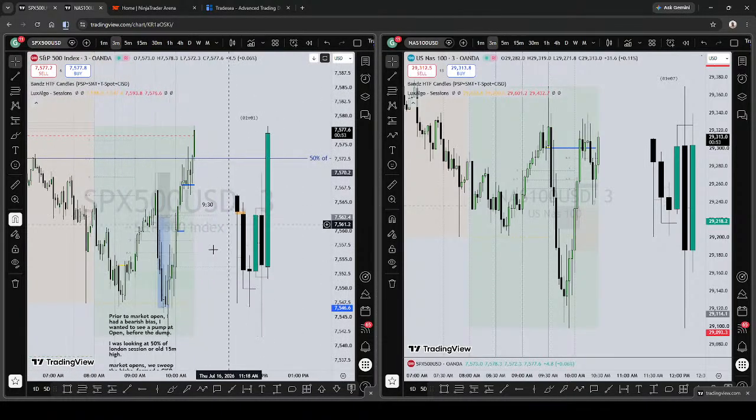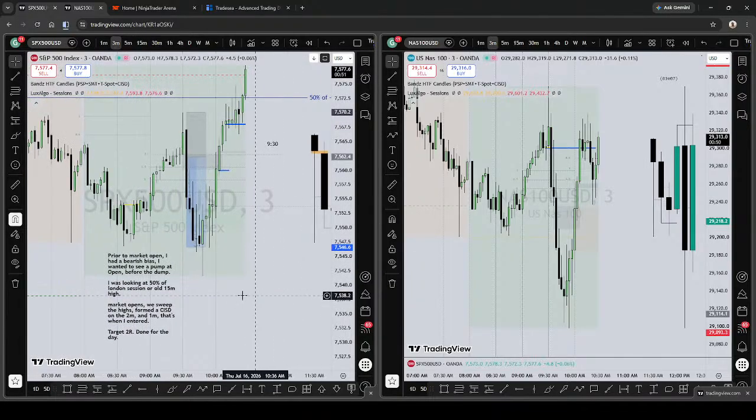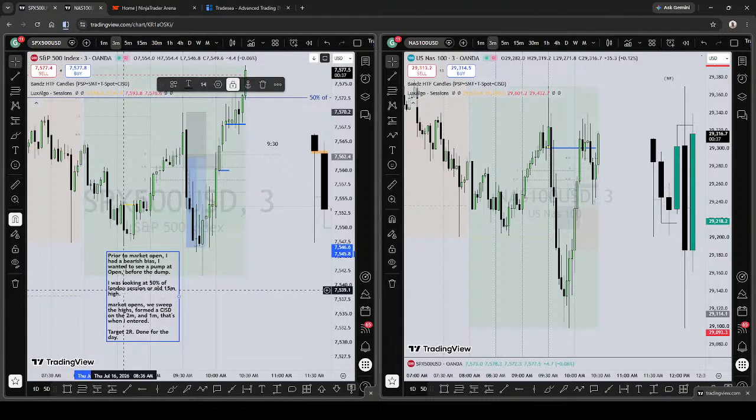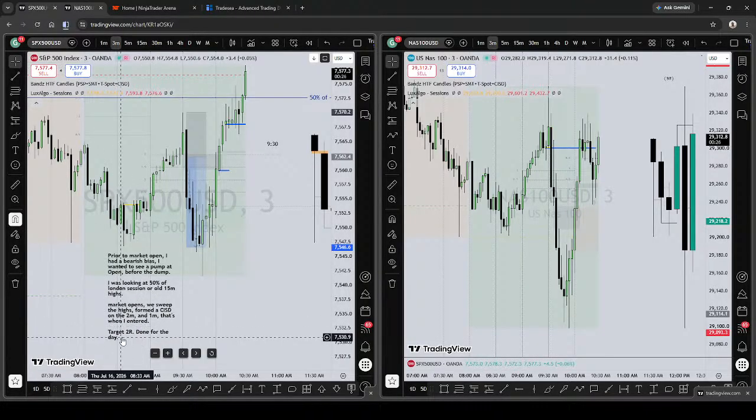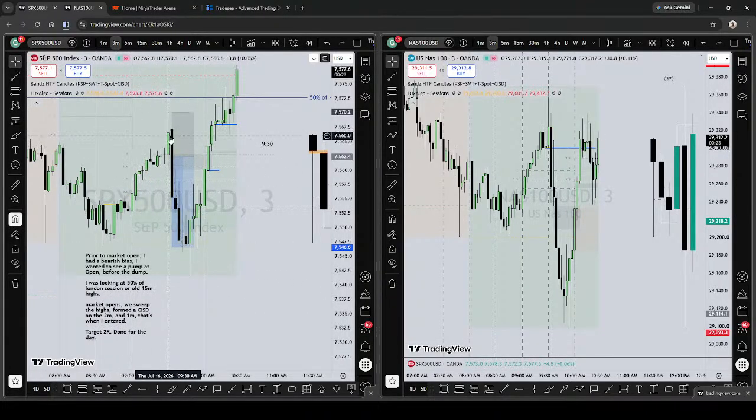Let's go back to the 3 minute charts. Prior to markets open, like I wrote down here, I had a bearish bias. I wanted to see a pump at open before the dump. I was looking at 50% of London session or old 15 minute highs. Market opens, we sweep the highs from the CISD on the 2 minute and 1 minute. That's when I entered. Target 2 hour, done for the day. Clean. Sweep up, close below. I got in. We're done for the day.